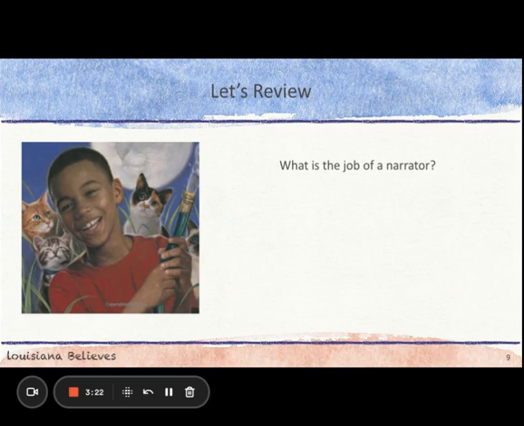The question asked, what is the job of a narrator? Your answer should have said, the narrator is a person who tells the story.